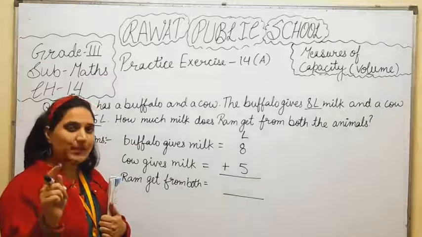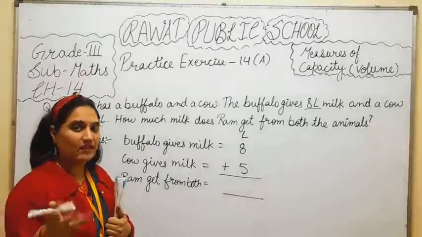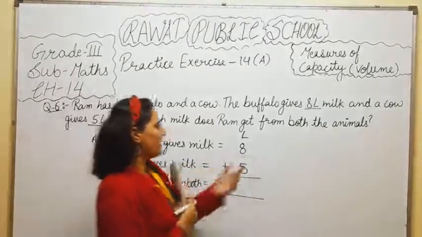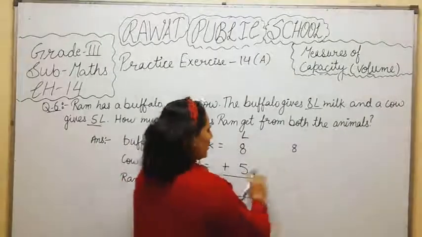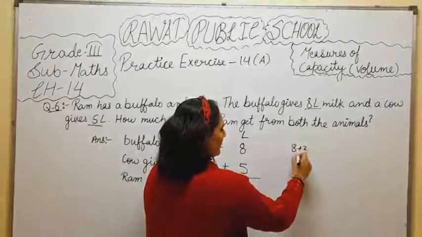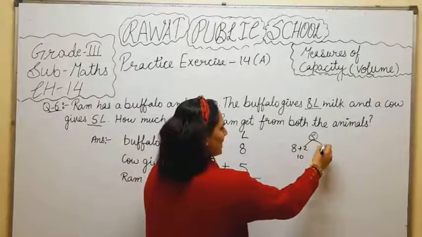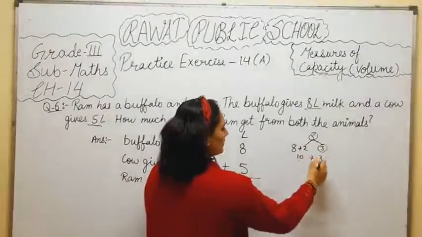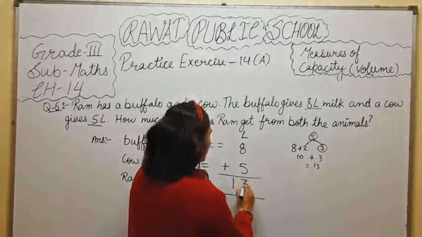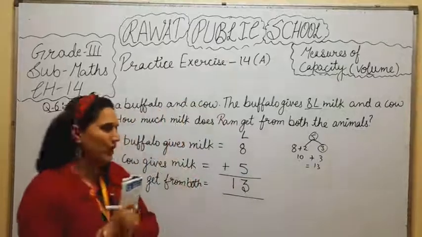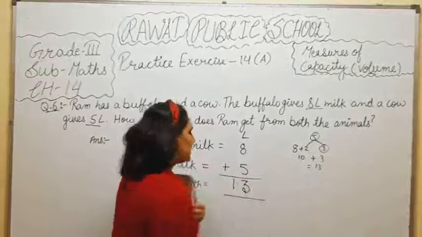8 plus 2 becomes 10. 10 plus 3, how much is it? 13. How does it become 13? When we add 8, we split the number 5. So 8 plus 2 becomes 10. In 5, when we take out 2, 3 is left. So 10 plus 3 is equal to 13. So in this way also we can get the answer in a quick way. 8 plus 2, 10. 10 plus 3 becomes 13.